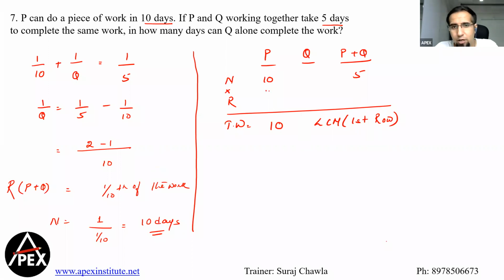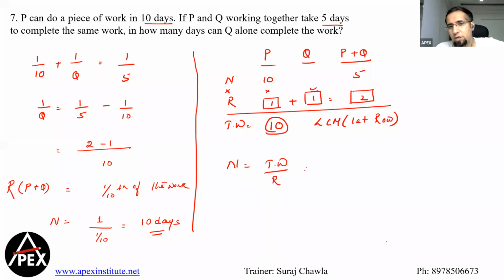Now 10 into how much is equal to 10, guys? 10 into 1. 5 into how much is equal to 10, guys? 5 into 2. Now 1 plus what is equal to 2, guys? 1 plus 1. Now understand this. Q is eating 1 chocolate in 1 day and Q has to eat 10 chocolates. So can I say number of days is equal to total work by efficiency? That is 10 by 1, which is equal to 10 days.